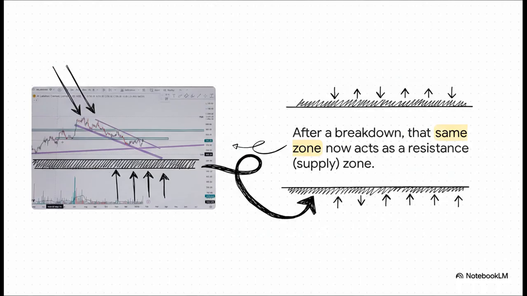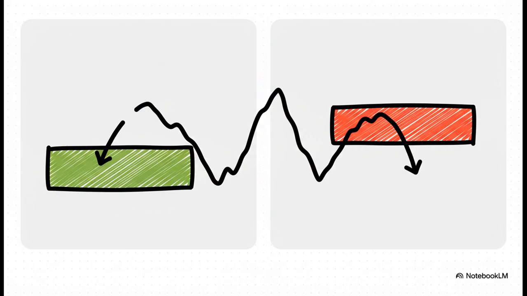Now look what happens when it tries to rally back up. Bam! It slams right into the underside of that exact same zone. The old floor has become the new ceiling. The price is getting rejected from the very same level that used to hold it up. It's fascinating. And that, right there, is the great flip.